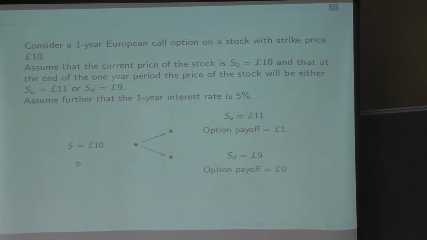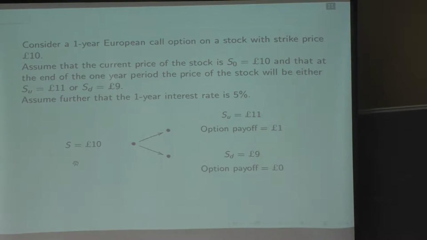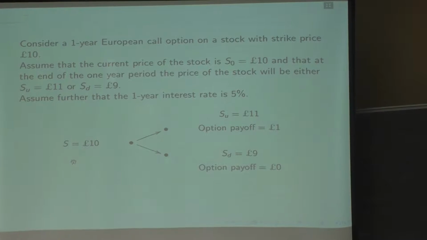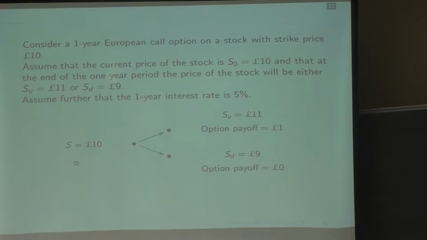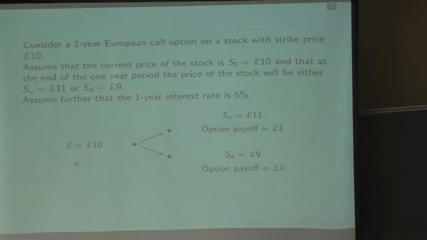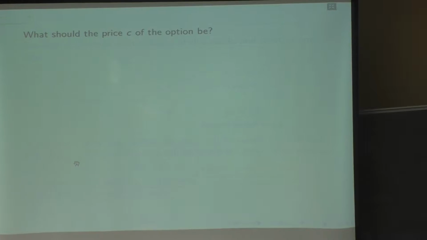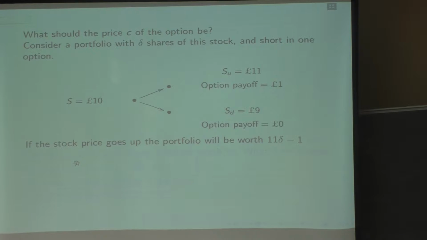This is the picture I've just drawn on the board. So make sure that you understand that we're dealing with a very simplified story of the world in which we are at some point in some state of the world, and then we wait for a year and we can find ourselves in one of two states. So we're dealing with this very simple model of the world. And then we said, let's construct an interesting portfolio. Let's construct a portfolio which has some unknown number delta of shares of this stock.